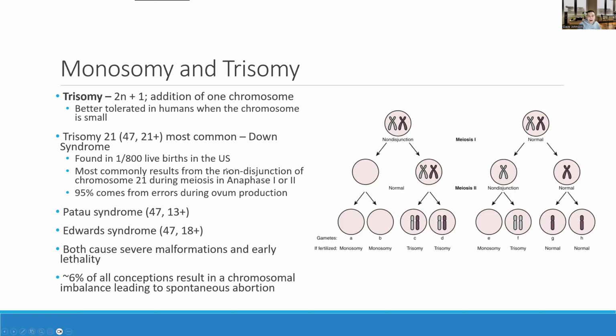Typically what we found is that there is non-disjunction of chromosome 21 during meiosis, in anaphase 1 or 2. Basically, when these chromosomes are supposed to split apart during anaphase, either during anaphase 1 of meiosis 1 or during meiosis 2, they both go in the same direction. And as they go through the second round of chromosomal separation, you're going to end up with a gamete that has an inappropriate number of chromosome 21s. So when that then goes on to fuse with the other haploid gamete, now all of a sudden there are 3 copies of that in the resulting zygote.